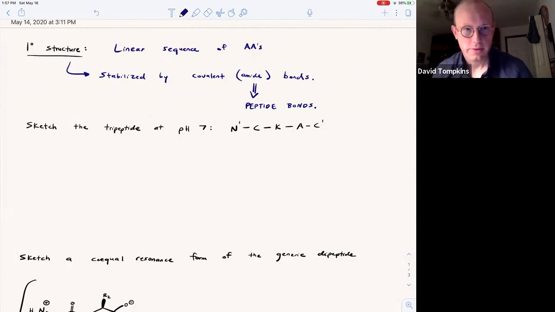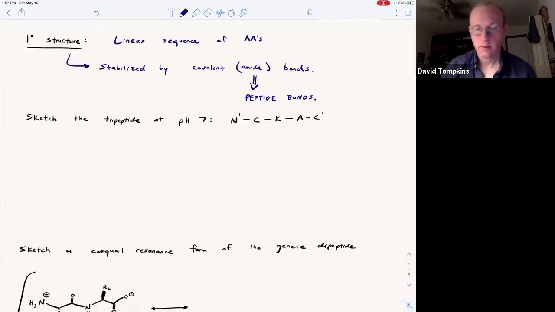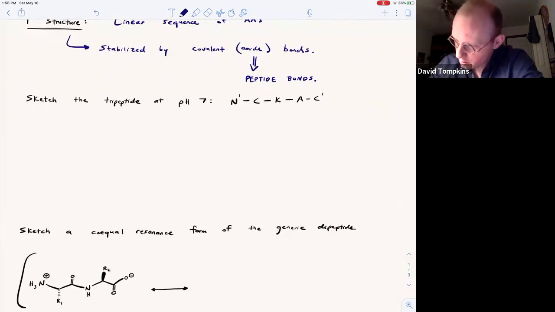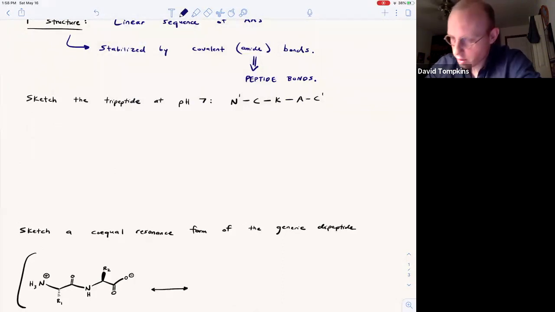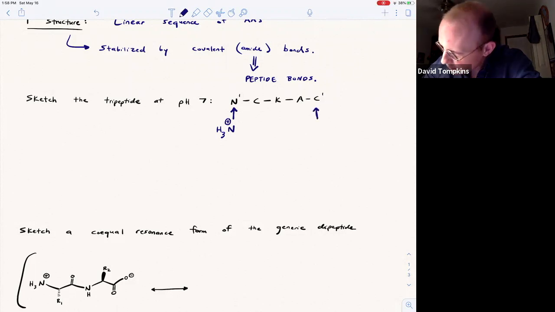So I'm going to first sketch a generic tripeptide below with correct formal charges at pH 7, and then we will examine where the peptide bonds occur. When you see a peptide, it's generally written from N to C terminal. So here you have a positively charged ammonium ion, and then on the far right, you have a negatively charged carboxylate ion.